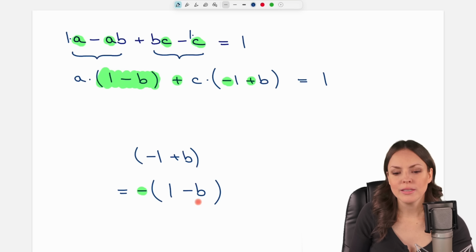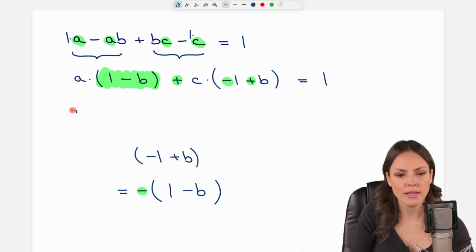If this feels a little bit uncomfortable to you, you can just reverse this step again and apply the minus to each part, so that we would have -1, what we have here, and negative becomes plus b then. Okay, so let's apply this to our part here.